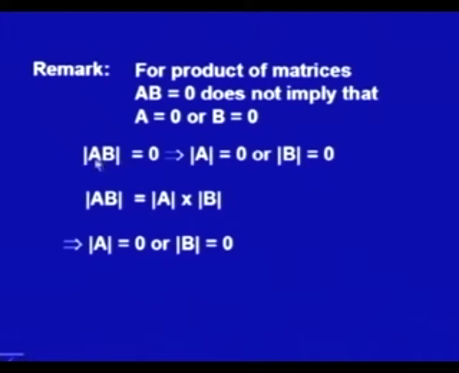Now, this is not true for determinants. If the determinant of a product is 0, then this simply means that either determinant A is 0 or determinant B is 0. This can be proved very easily: the determinant of this product is equal to determinant A into determinant B, and these are simply numbers. So one of the two numbers has to be 0. So, either determinant A is 0 or determinant B is 0. This result was not true in general for matrices, but it is true for their determinants.